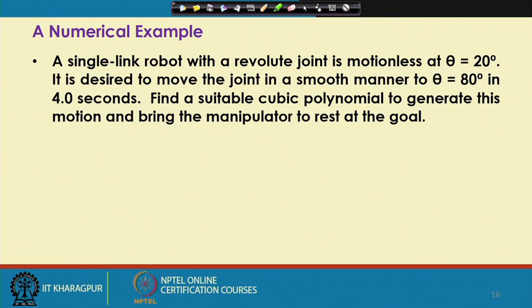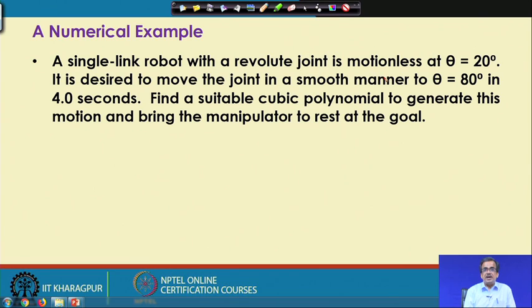Now, I am going to discuss one numerical example based on this trajectory planning. The statement of the problem is as follows: a single link robot with a revolute joint is motionless at theta equals 20 degrees. It is desired to move the joint in a smooth manner to theta equals 80 degrees in 4 seconds. Find a suitable cubic polynomial to generate this motion and bring the manipulator to rest at the goal.